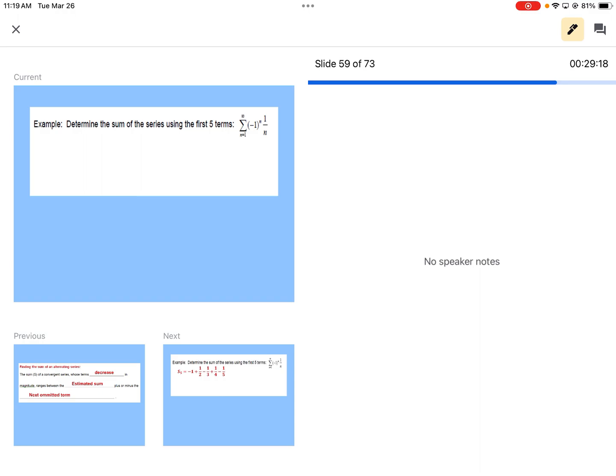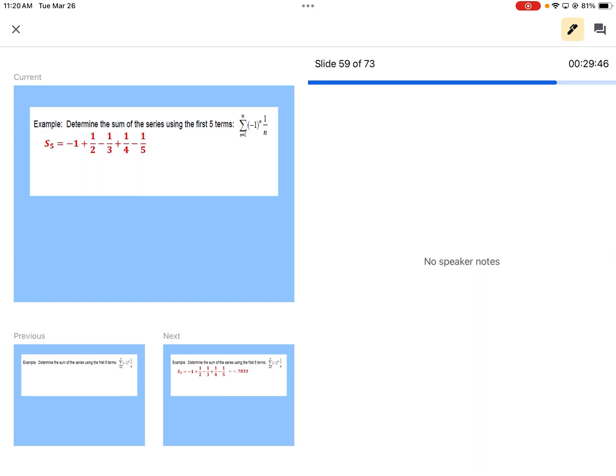All right, so the example tells us to determine the sum of the series using the first 5 terms. Okay? So if we would like to find the sum of the series, the first thing we're going to do is find S sub 5, right? So how do I find S sub 5? Yeah, think about the first 5 terms. So what's the first term? -1 plus 1/2 minus, okay, plus 1/4 minus 1/5. But we did the first 4 terms, so we're just calculating it slightly differently.